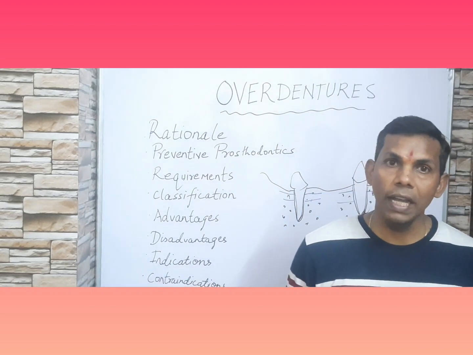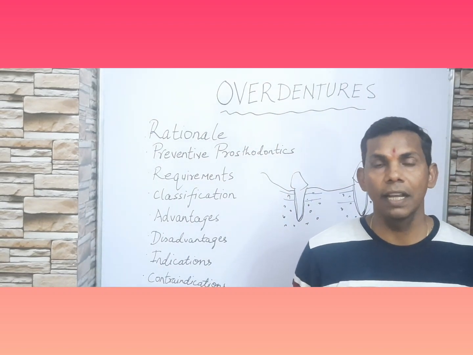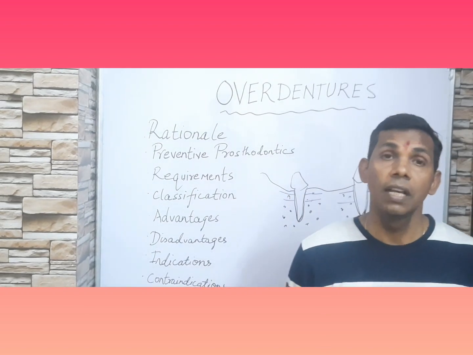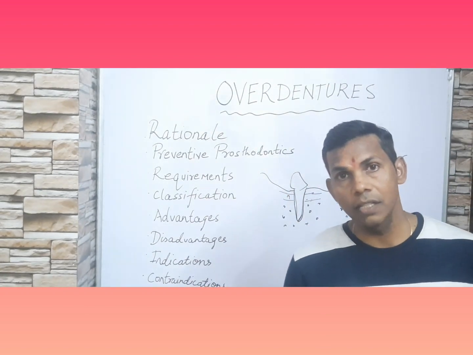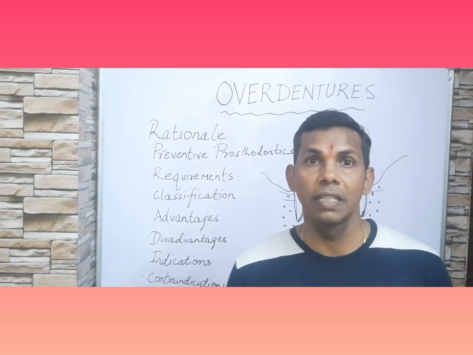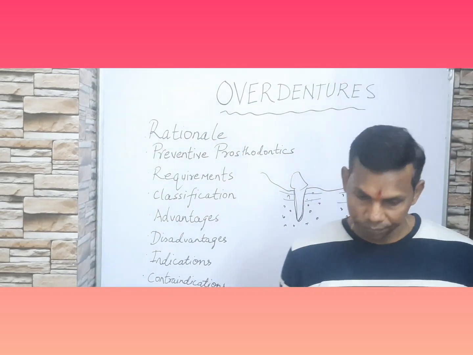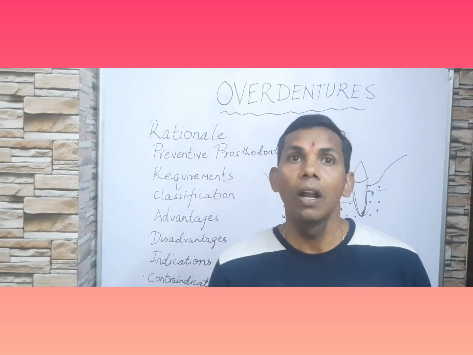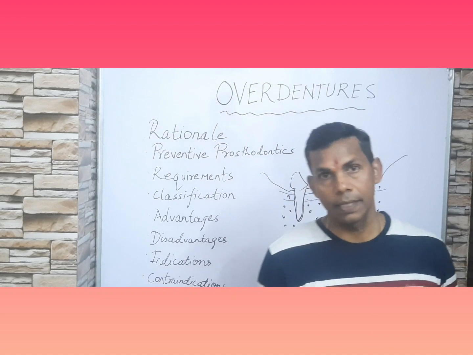So we call overdentures by a number of names, that is they can be called biologic dentures, they can be called telescopic dentures, they can be tooth supported overdentures or implant supported overdentures, they can be types of superimposed dentures. So these are all overdenture synonyms.